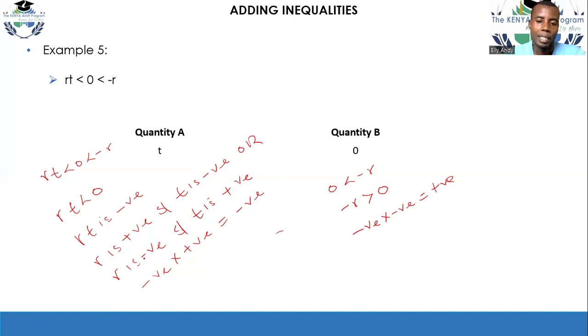Then we come back here. We know that R is negative. So we can cross this out so that we know that R is negative and T is positive. Now if T is positive, then quantity A will definitely be greater than quantity B because any positive number is greater than 0. So our answer here is quantity A is greater than quantity B.